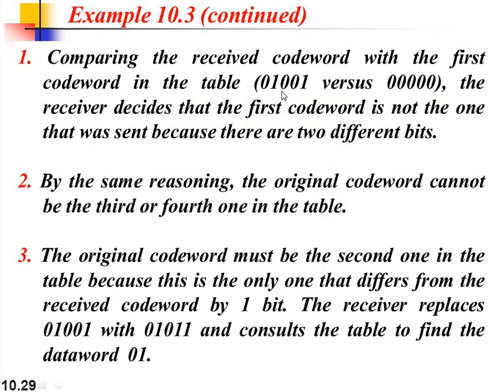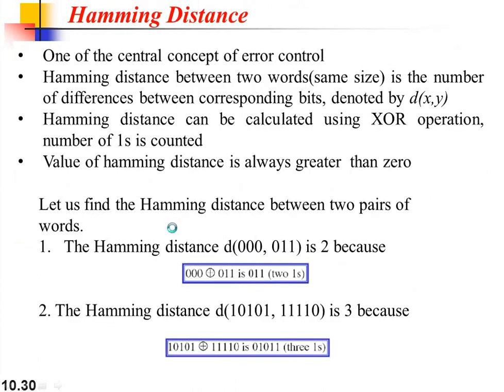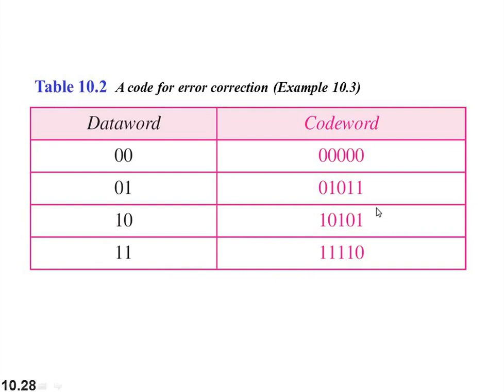So first code word with the table, it is 0100 versus 0000, and the receiver decides that the first code word is not the one which is sent. Now it will do with other code words. The third and fourth, you can see the difference. Just try to compare these two.